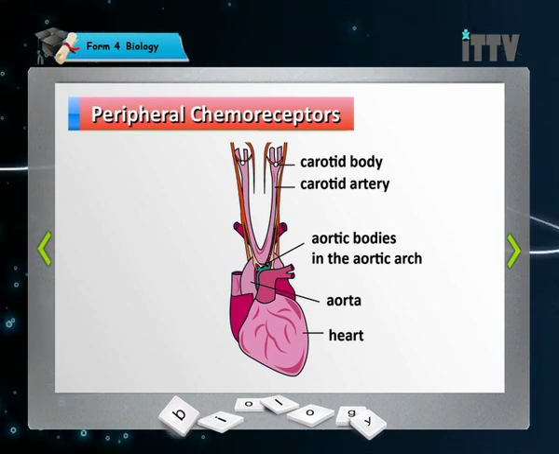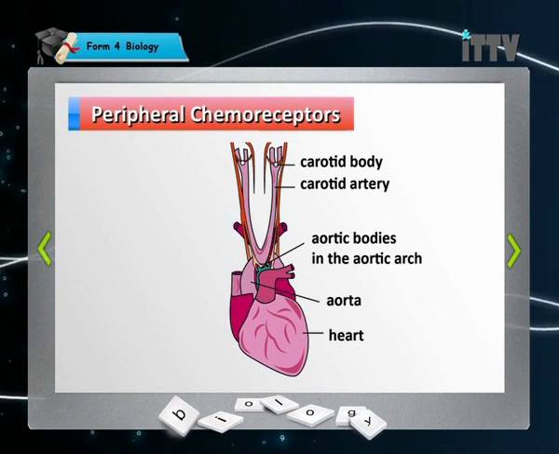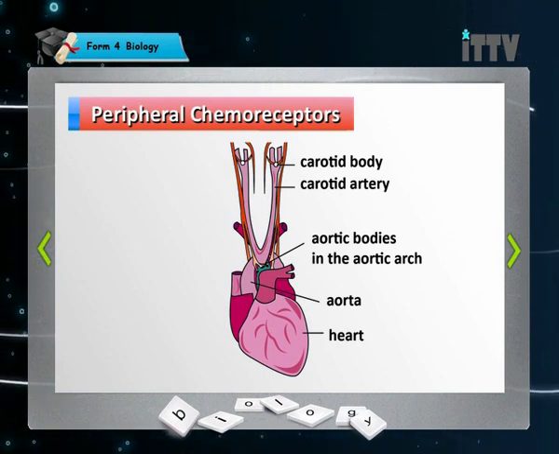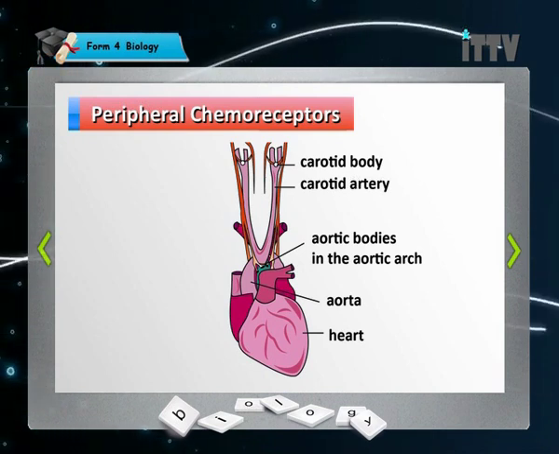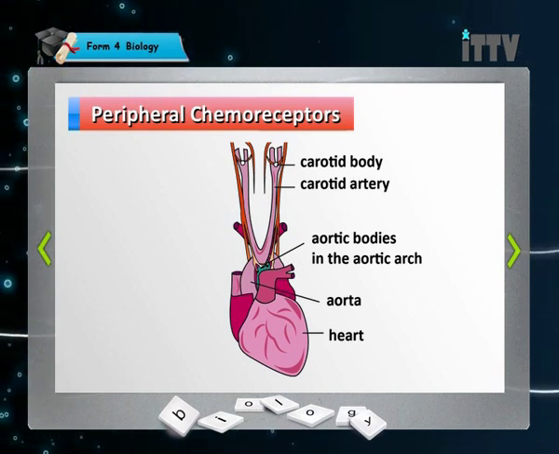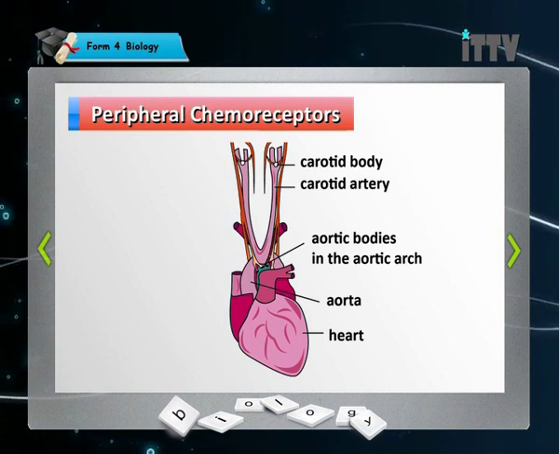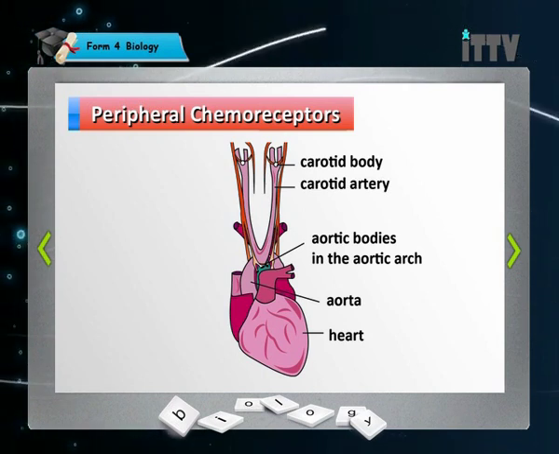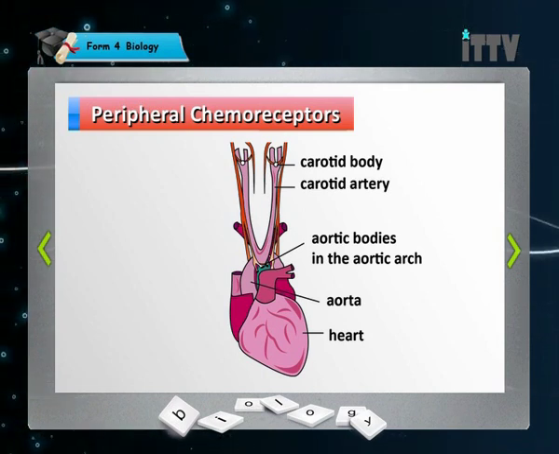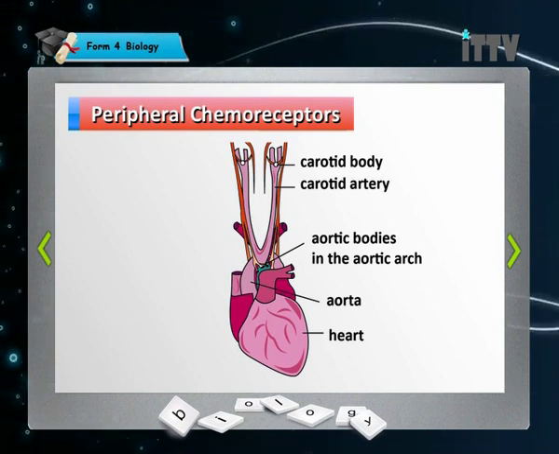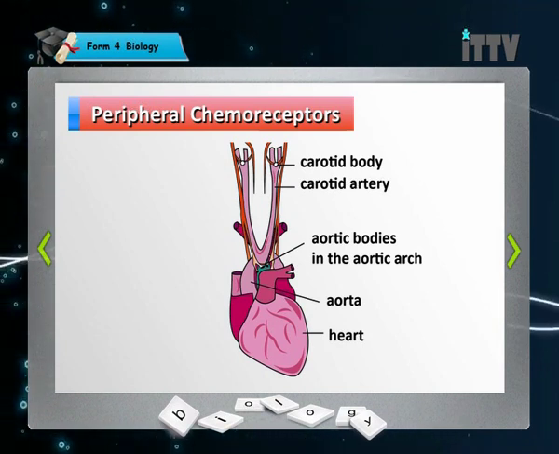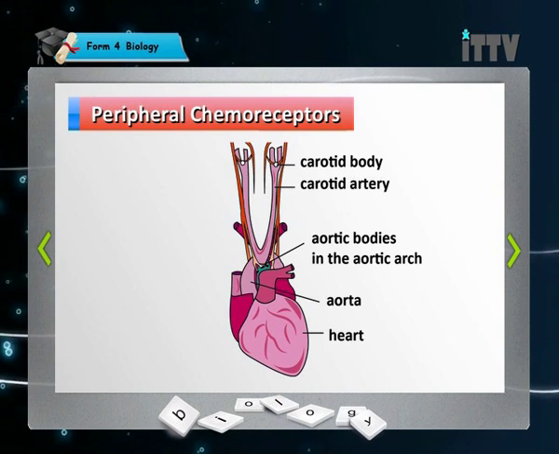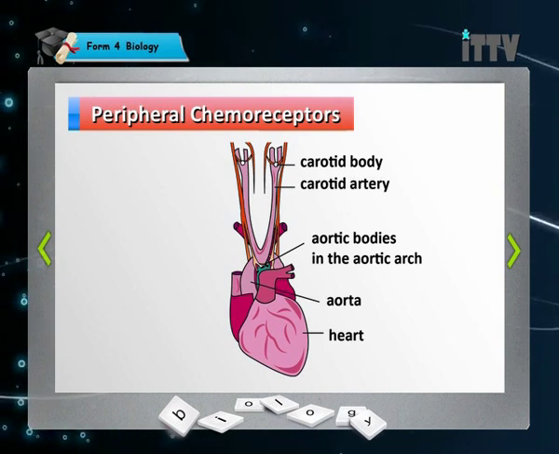Now these two bodies, the carotid body and the aortic body, contain peripheral chemoreceptors which pick up the drop in pH. Now students, always be reminded that the drop in pH symbolizes the accumulation of carbon dioxide gas, which in turn symbolizes the drop in oxygen level in the body.